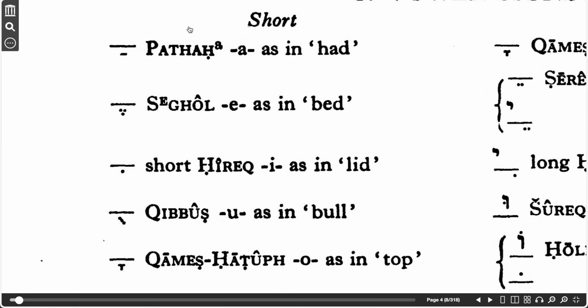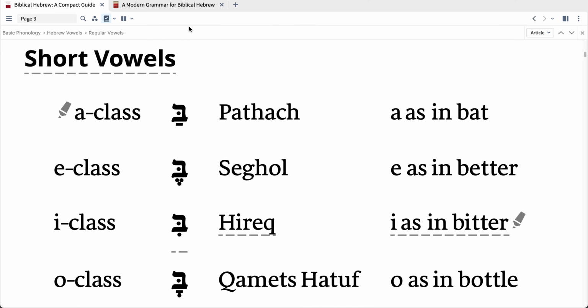Now, if you want to see it under a letter, think of it like that's what it would look like. This is the bait, right? Bait, second letter of the alphabet with a dot in it. And so think of the pathak showing up below it. It has the A in bat. Bat. Had, bat. It's the short A sound.